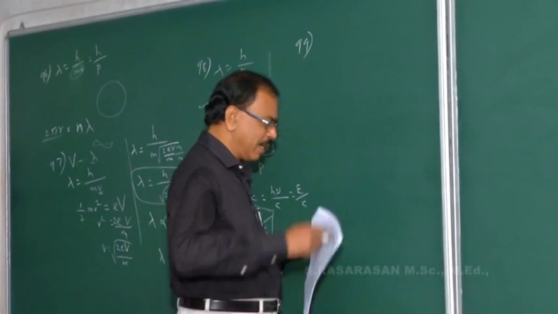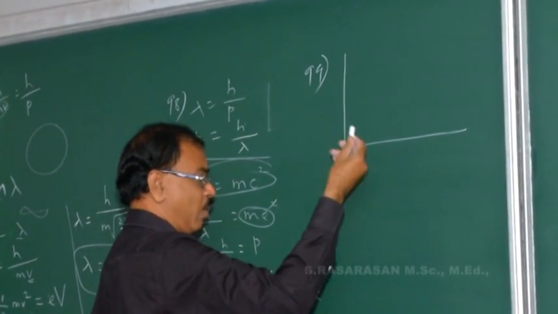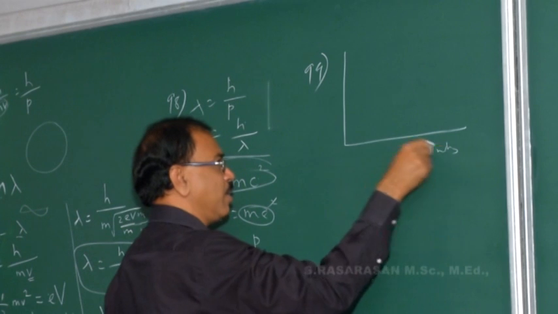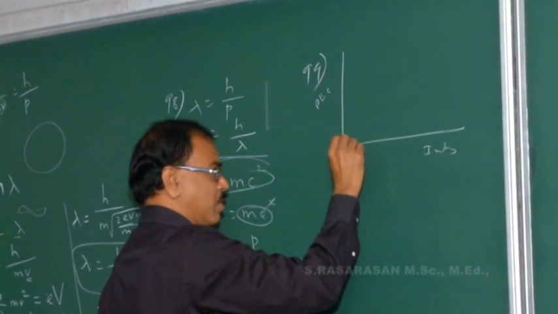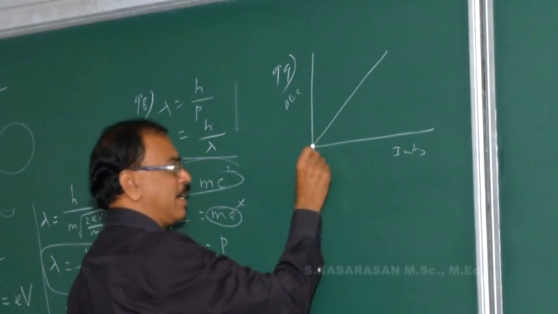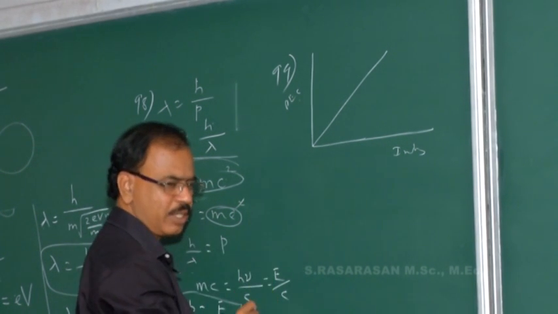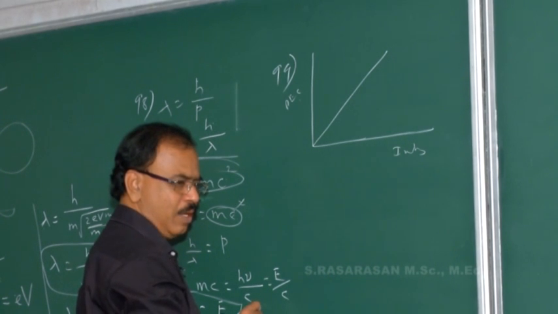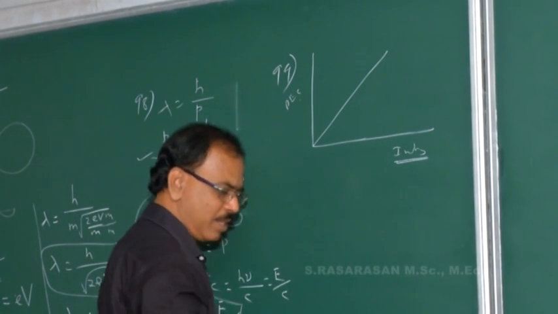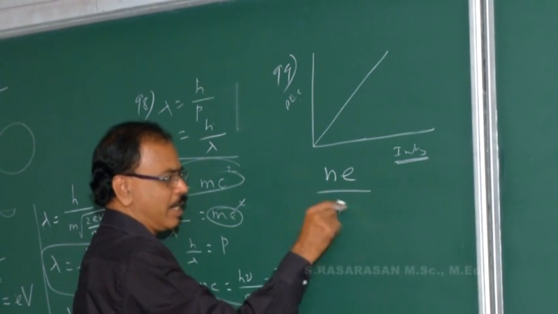So from so many graphs we can establish this concept. If you plot the graph between the photoelectric current and intensity, when the intensity of incident radiation is increased, the photoelectric current also increases, a straight line, linearly proportional. As the intensity increases, the number of photoelectrons emitted increases, so current also increases. Intensity increase means the number of photons incident increases, so the number of electrons emitted increases. As the number of electrons emitted increases, the current is increasing.